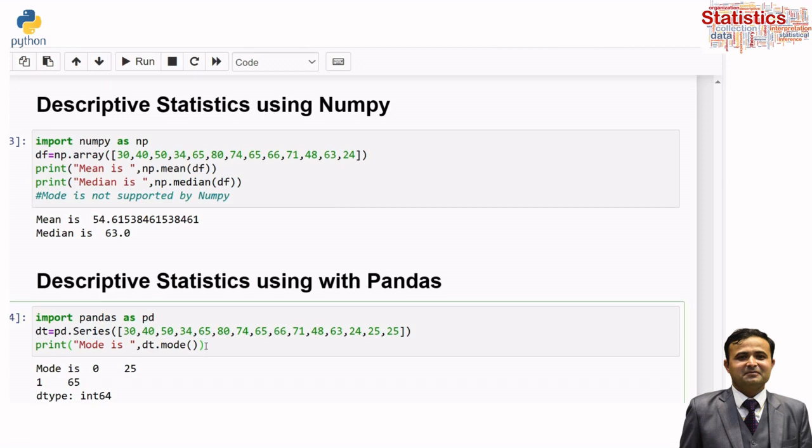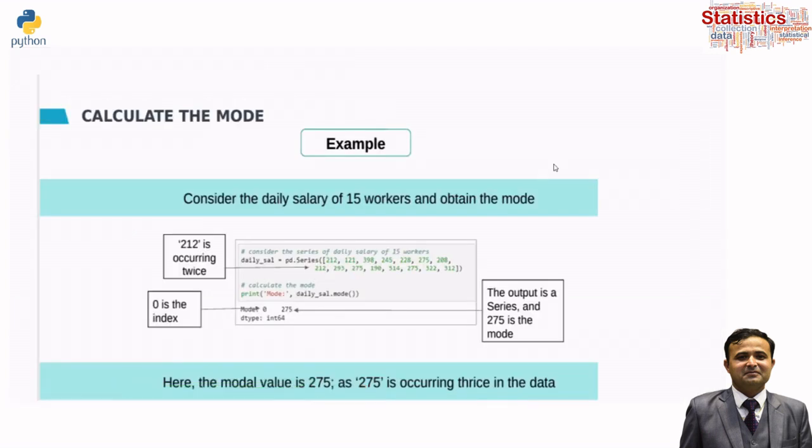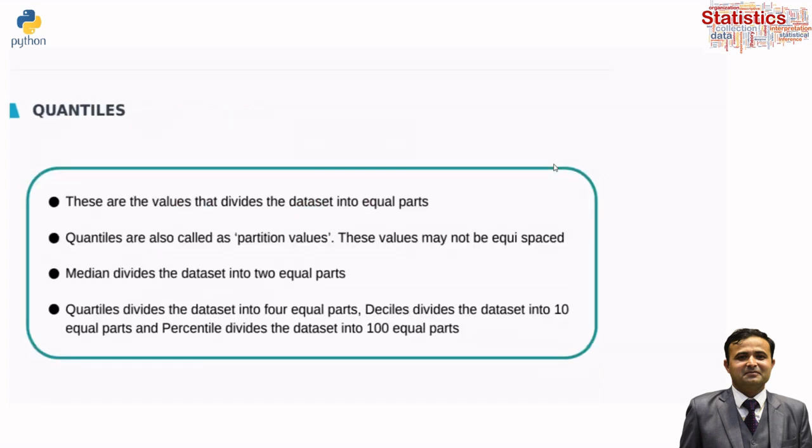Got it? Okay. So it is the same, calculate the mode from the data. Now quantile. So these are the values that divide the data set into equal parts. So quantiles are also called partition values.